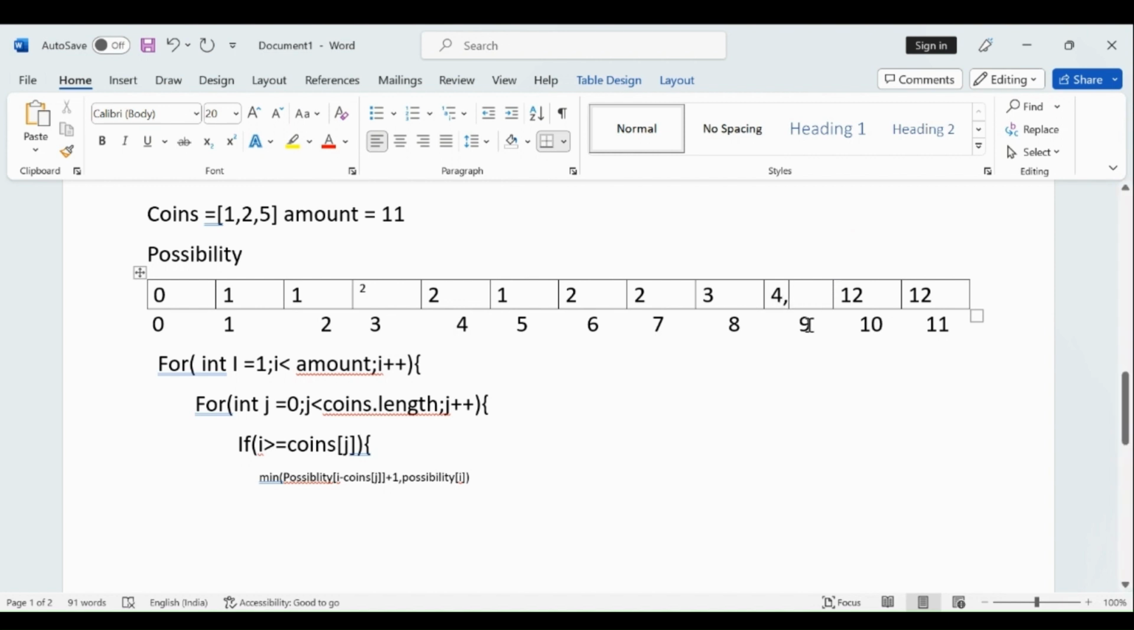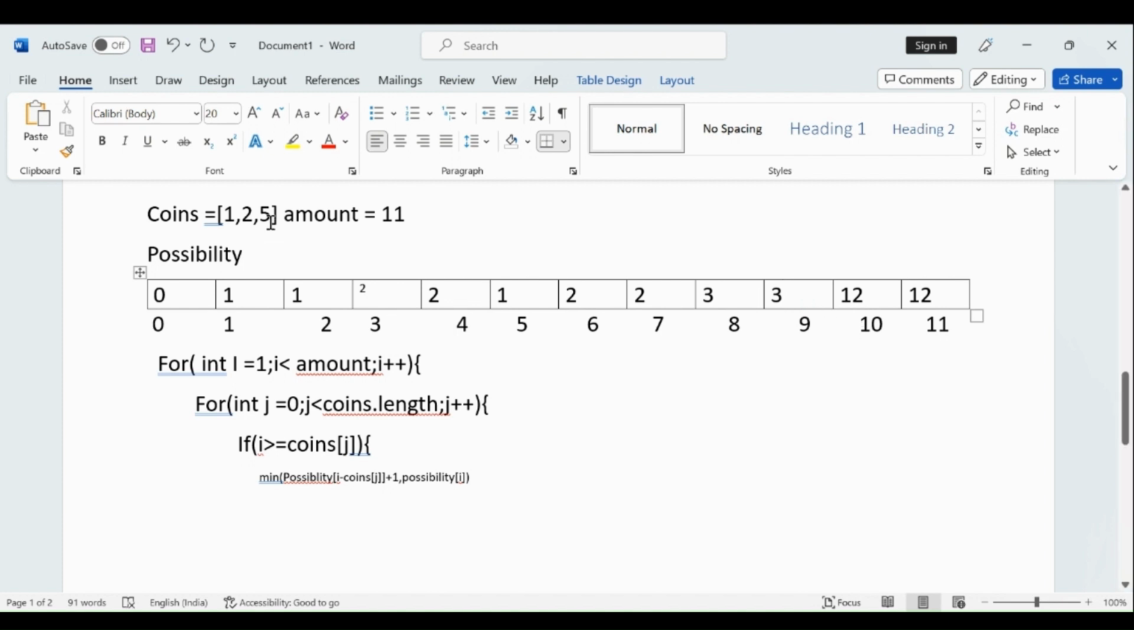Now suppose you try to use coin 2. So 9 minus 2 is 7, and to make the amount 7, the minimum coin required was 2, and here we are utilizing one more coin 2. So our answer will be 2 plus 1, 3, and the minimum between 4 and 3 is 3. So we will write here 3.